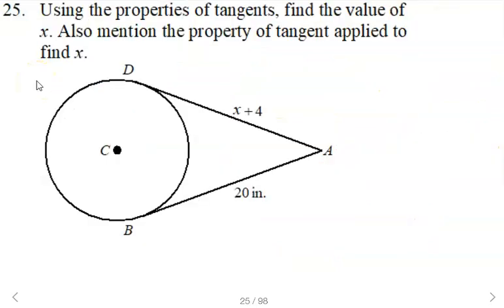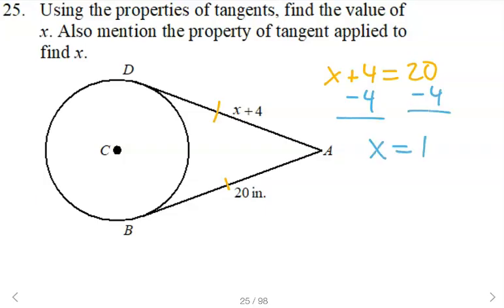AD and AB are both tangent to the circle. Since those are tangent and they share a common endpoint, they will be congruent to each other. And so we'll write x plus 4 equals 20. And then we'll subtract 4, and so we get x equal to 16. I will not have you have to mention that property, but we did have to use it to find the value of x. All right, so hopefully this is helping you prepare for your final exam.